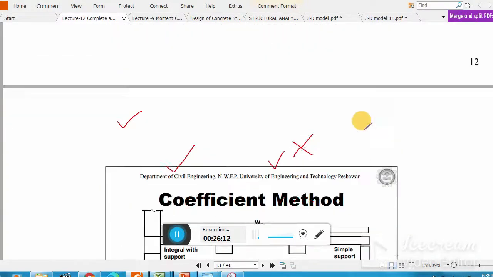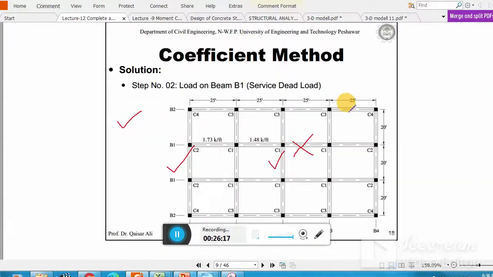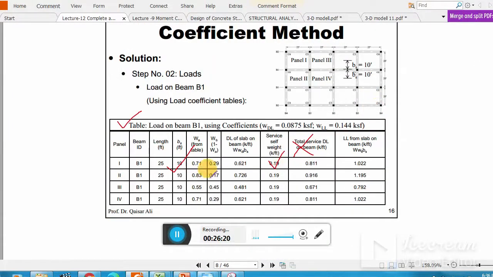Here you see beams. This one is the table. You have to write down the panels, then beam IDs B1, B2, B3, and your length. Remember, this is the span length of the beam, and this is the transverse span length. Let's say this is my beam 1, its length is 25 feet, but there is also the width of the supported panel. This is Bs, the transverse span.